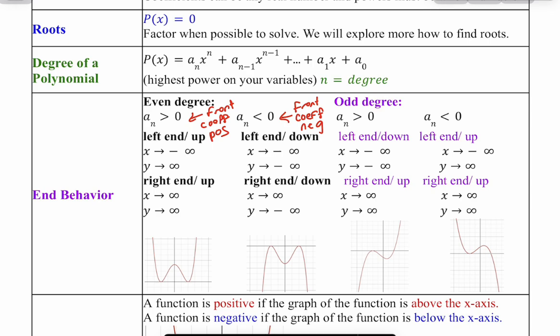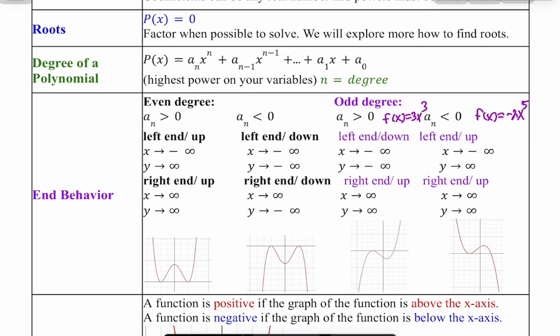That's a perfect example. If this is 3x cubed, the left end's going to go down, the right end's going to go up. But if we have f of x equals negative 2x to the fifth, our degree is 5, it's odd, there's a negative coefficient touching it. I don't care what the other stuff is, but the left end's going to go up now and the right end's going to go down. It's going to flip.